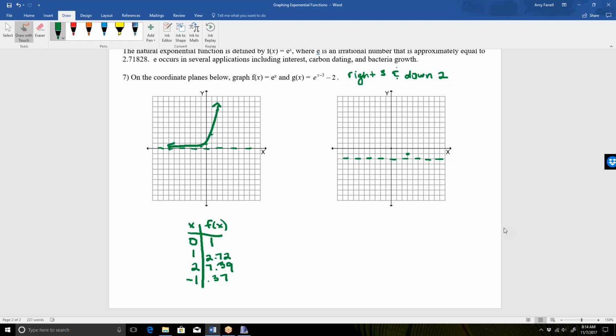Now we had 1, 2.72. So let me move that right 3, 1, 2, 3, down 2. So it's going to be about right here. It's not the easiest to move these points when the y-coordinate is not a whole number, but we can handle it. And then let's see, we had 2, 7.39, about right here. So right 3, 1, 2, 3, down 2, 1, 2. So this would be our other point. And so this would be the graph of g of x.